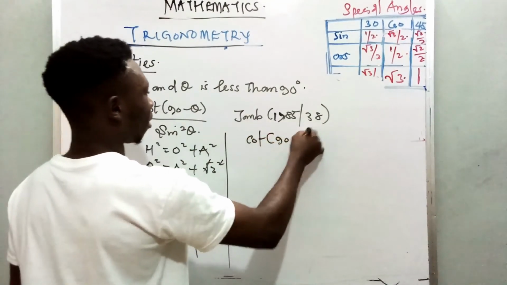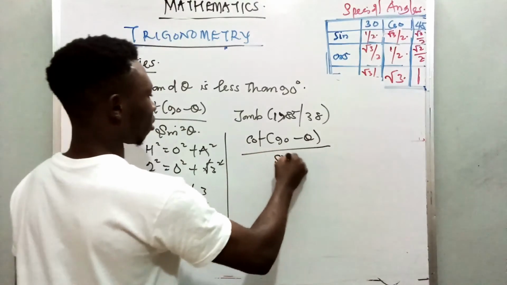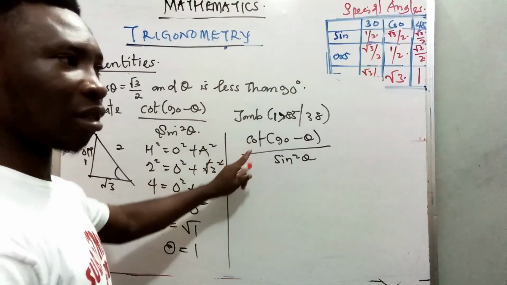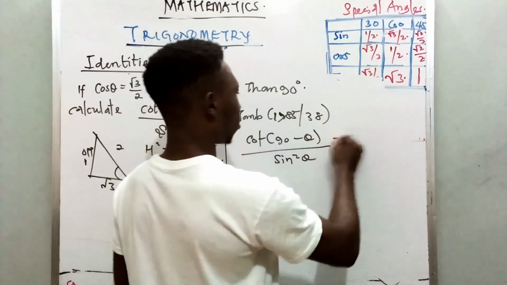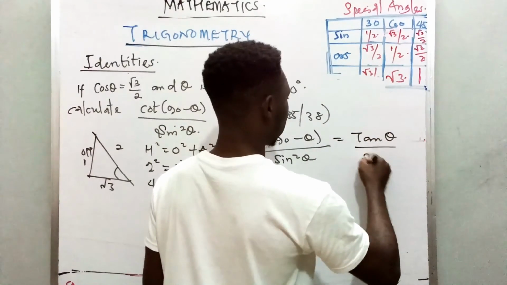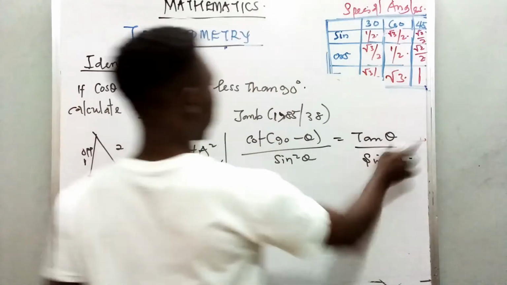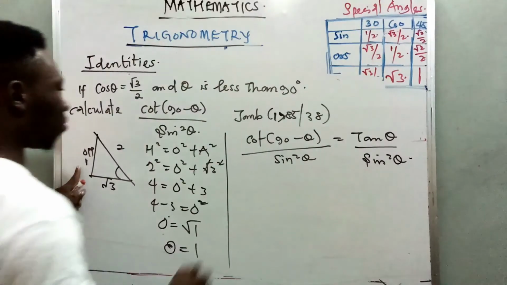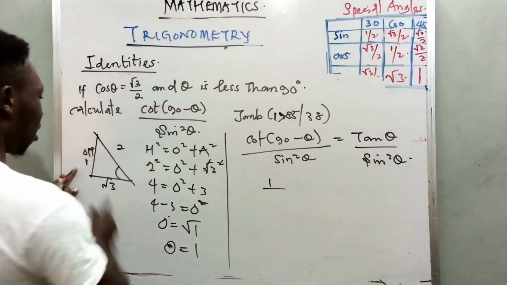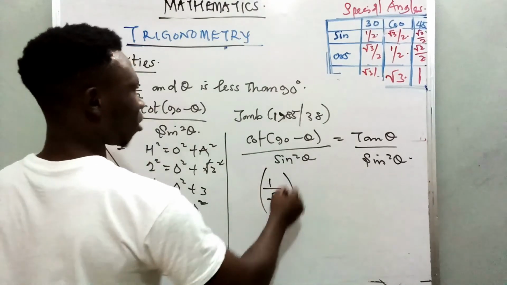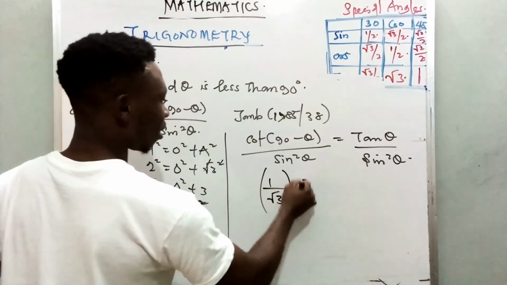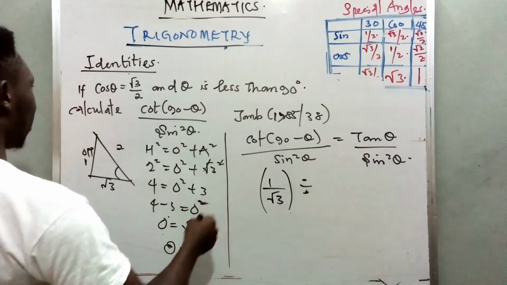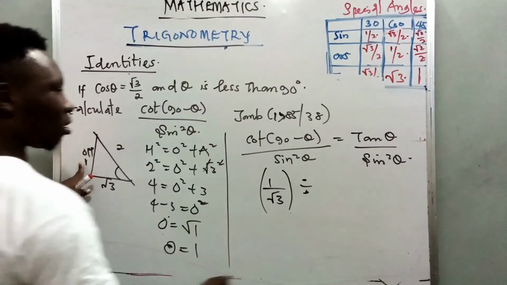Having gotten your opposite as this, now they ask us to find cot of 90 minus theta over sine square theta. Remember, I explained and gave you the relation: cot of 90 minus theta is going to give you tan theta over sine square theta. What is your tan? Opposite over adjacent, your opposite here is 1, so that's 1 over root 3. Divided by sine square. Your sine is opposite over hypotenuse, that is 1 over 2 square.